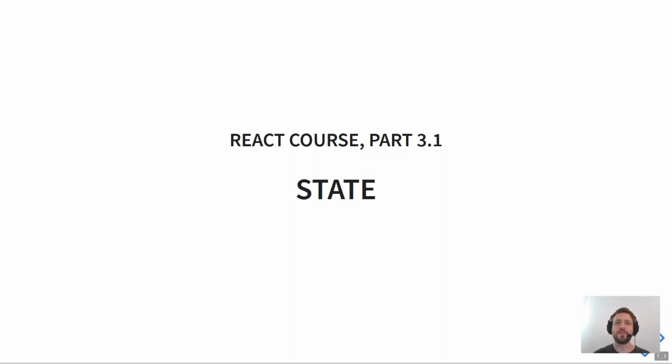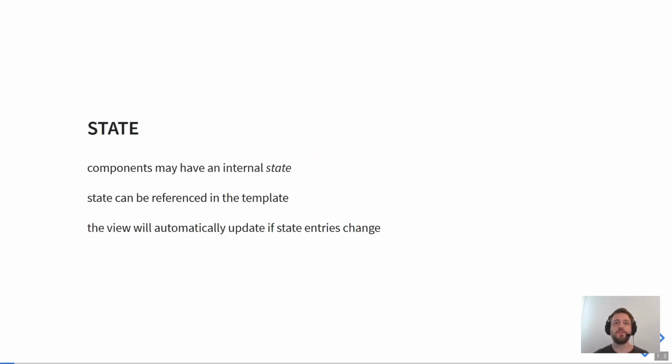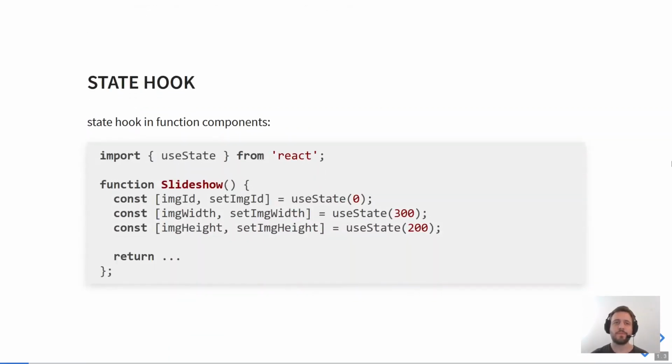This part of this course will be all about state, the concept behind React's interactivity. As we've seen before, components may have an internal state. That state can be referenced in the template, and the view that is presented to the user is automatically updated if entries in the state change. In this code example, we see a component with 3 separate state entries. We can use the state hook to declare any number of entries in the state.